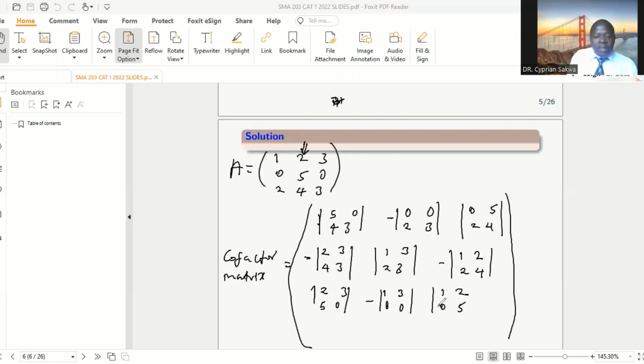Let's just check that we have the correct signs. Positive, negative, positive, negative, positive, negative, positive, negative, positive. Let me just reduce those brackets. Okay.